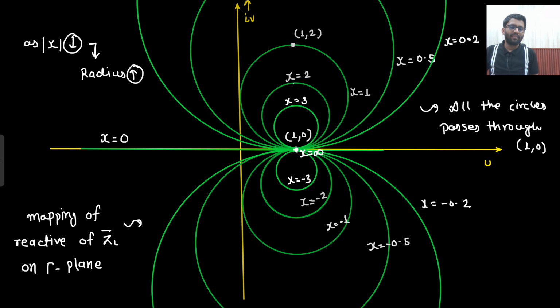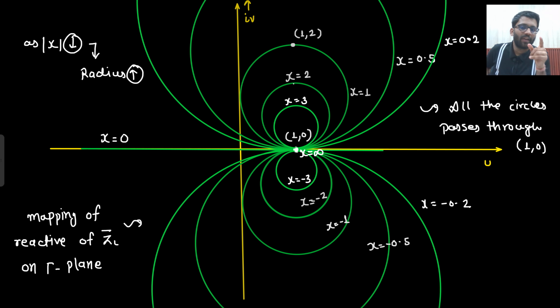But here, from 1, 0, the circles are being originated in the upward direction and in the downward direction, for the decreasing value of x. For x equals to infinity, there is a point. For x equals to 3, this much circle. X equals to 2, this much circle. For x equals to 1, this much circle. For x equals to 0.5, this much circle. For x equals to 0.2, this much circle. For x equals to 0, so big a circle that it is lying on the simple u axis only.